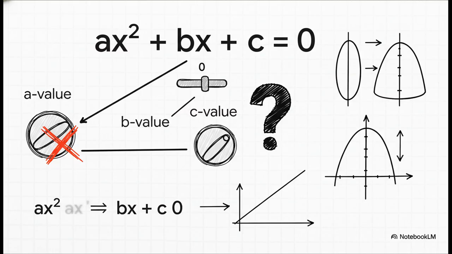So in this blueprint, the a, b, and c, they're just numbers. They're like the settings, they control the shape of the curve. Like a decides if the curve opens up like a smiley face or down like a frowny face. And x is the big mystery, the unknown value we're trying to find.